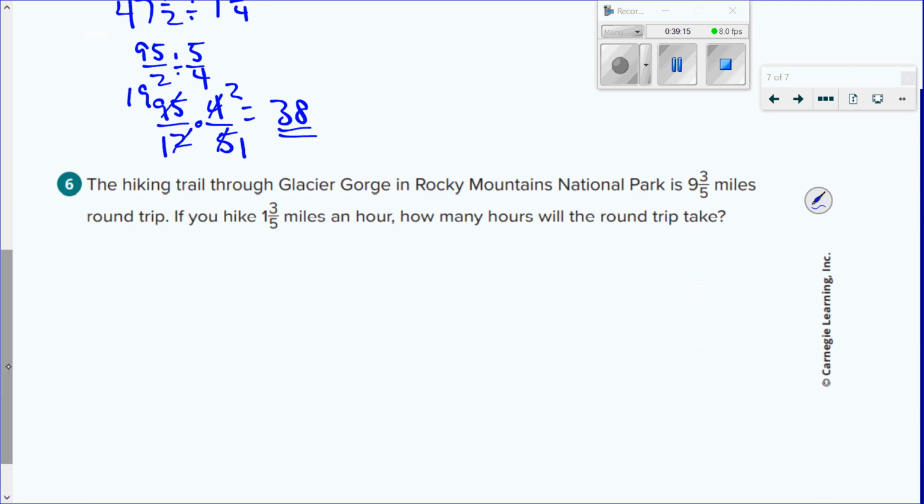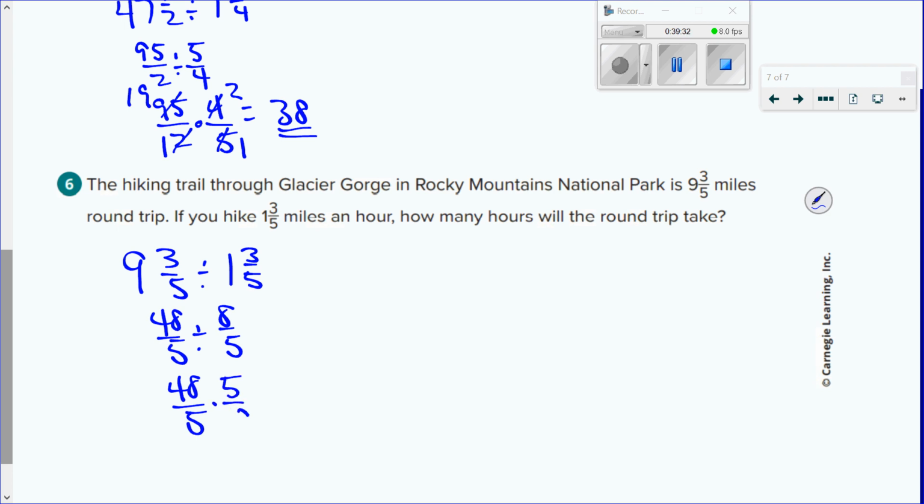And our last one, 9 3/5 divided into 1 3/5 gives us 48 fifths divided by 8 fifths. Doing our multiplying by the inverse. Again, reductions make life way easier because those both become 1s. That's a 1 and a 6. Just 6 over 1 or 6. And obviously I would write them in full sentences, but we have 1 minute left.